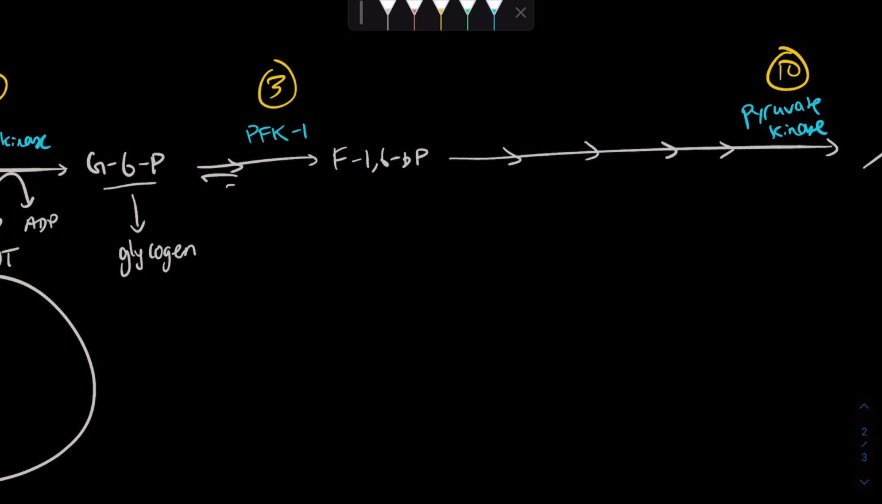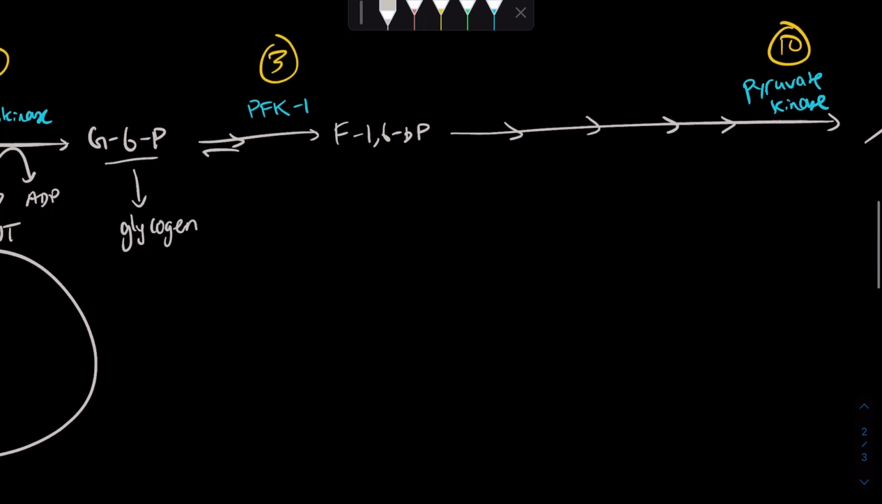So there's a bunch of different mechanisms that are used by the cell to regulate the activity of PFK1. The first one is the levels of ATP, ADP, and AMP. So PFK1 has 2 sites for ATP binding.